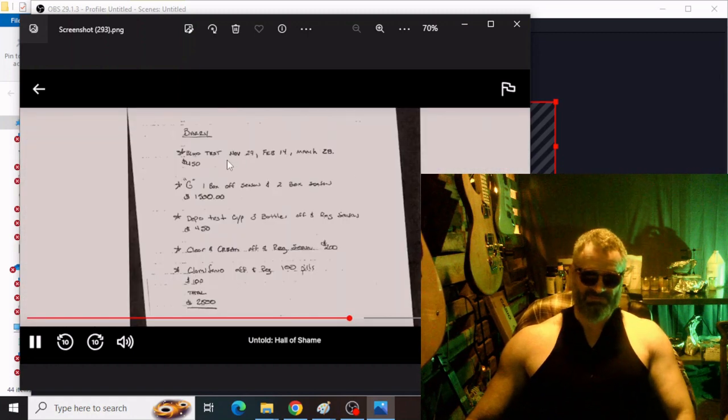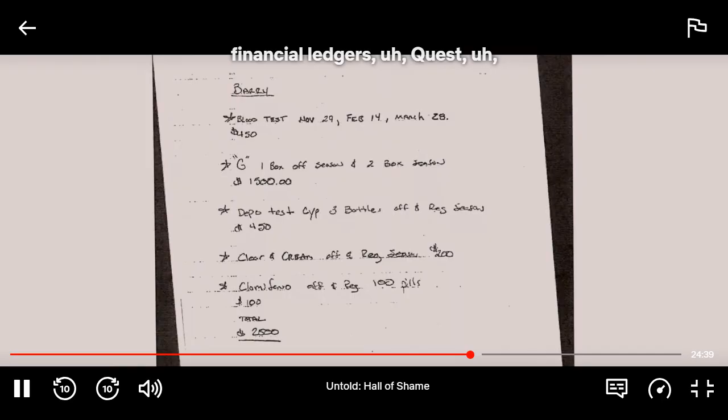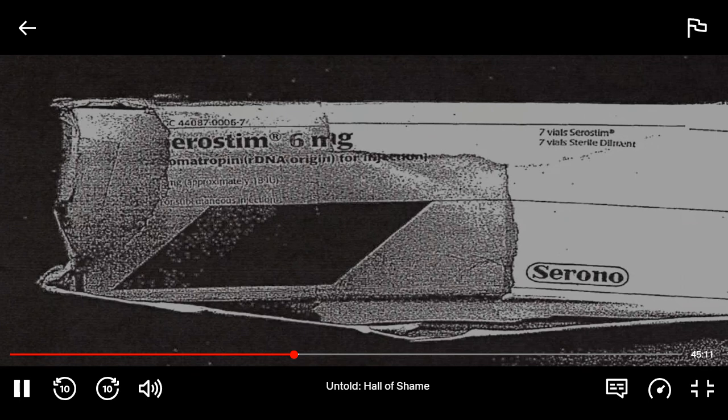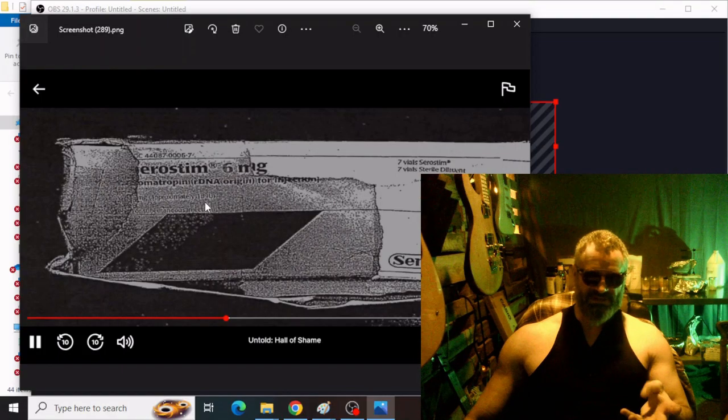Okay, so this is a list for Barry Bonds, kind of a receipt of services. And G, in quotes, just written in the same handwriting: one box off-season and two boxes on-season. Now let's go back to this box of Serostim to get an idea. This box has seven vials. And if I understand correctly, each vial contains 18 international units.